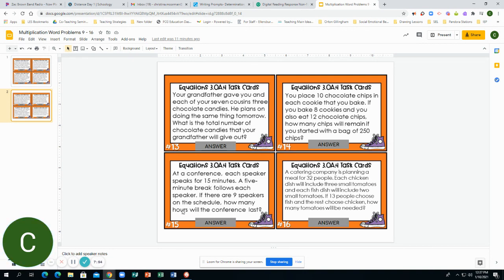Number 15. At a conference, a speaker speaks for about 15 minutes. A 5-minute break follows each speaker. There are 9 speakers on the schedule. How many hours will the conference last? This one might be tricky. Let's do it together. Each speaker speaks for 15 minutes and a 5-minute break follows. So what's 15 plus 5? 20. You got it. And there are 9 speakers on the schedule. 20 times 9.